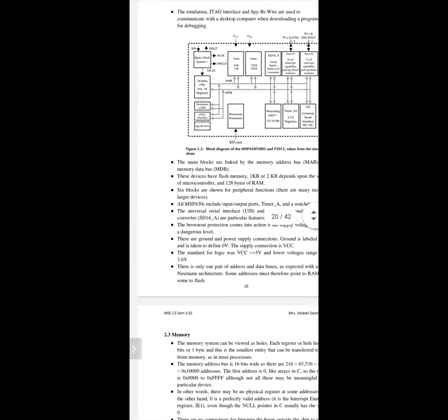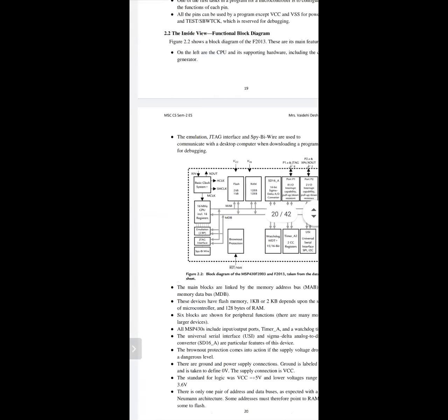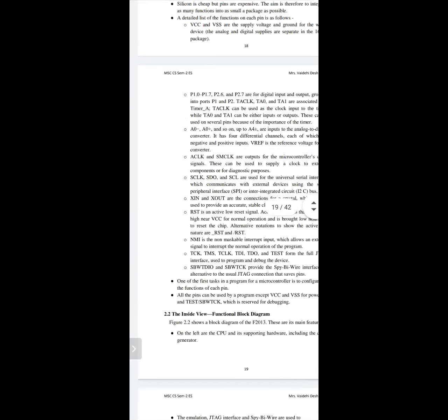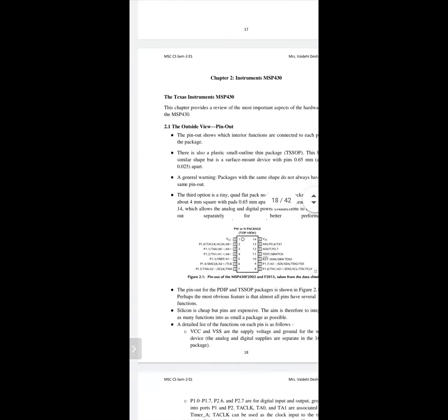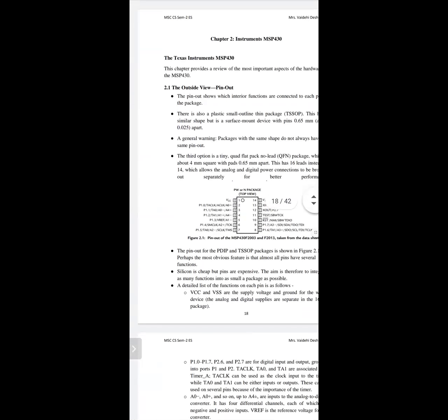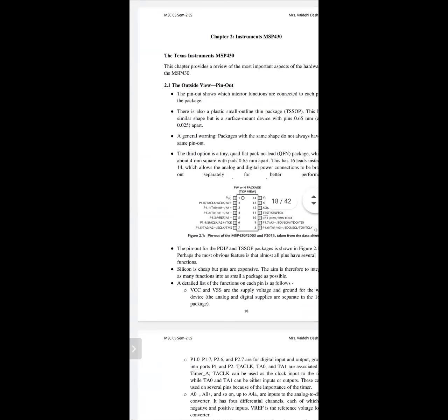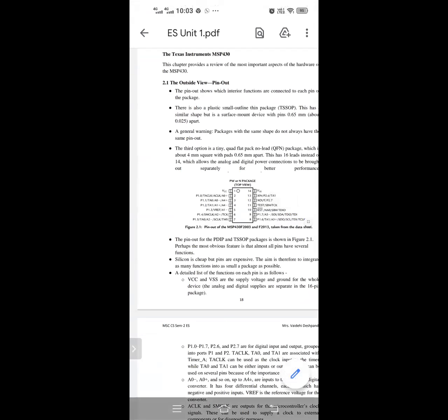First we will see about the outside view, then we will see about the inside view, and then one by one we will discuss about the memory and so on. So till this part, are you all clear? I think the pin discussion we will start the next time.